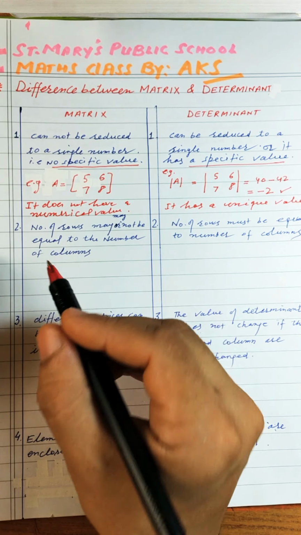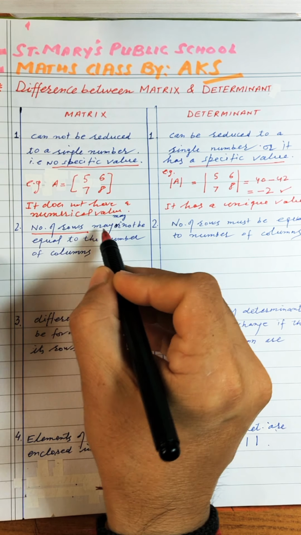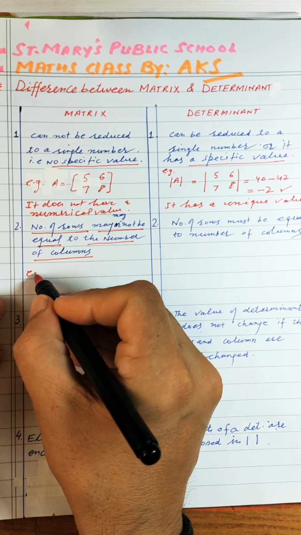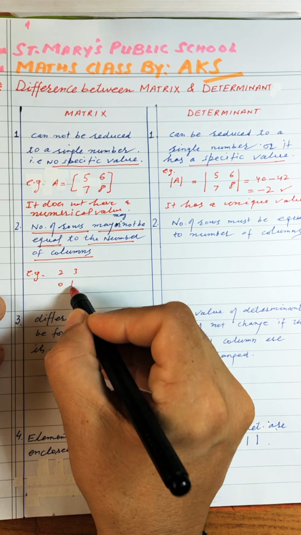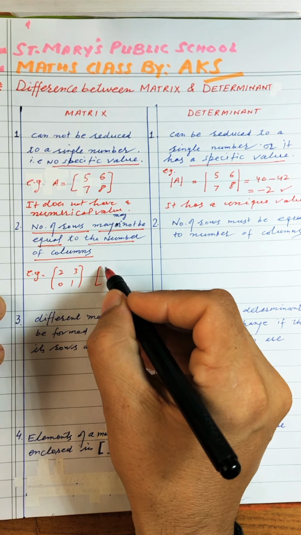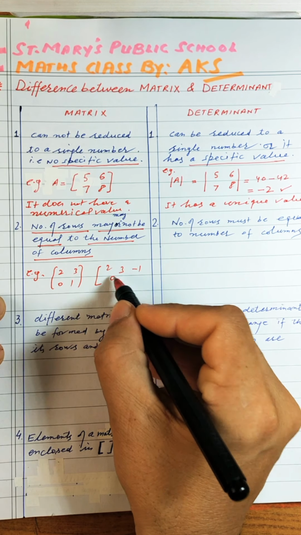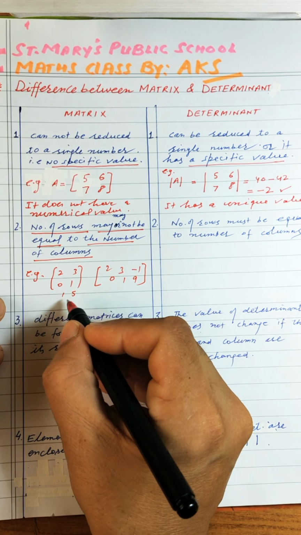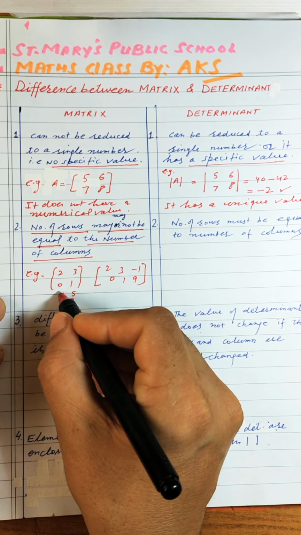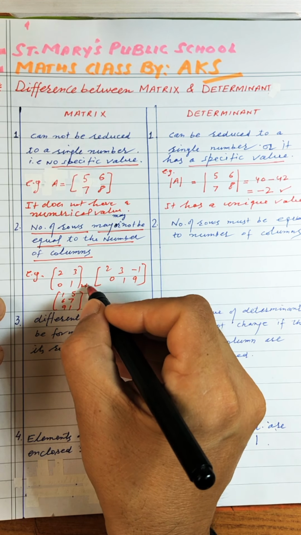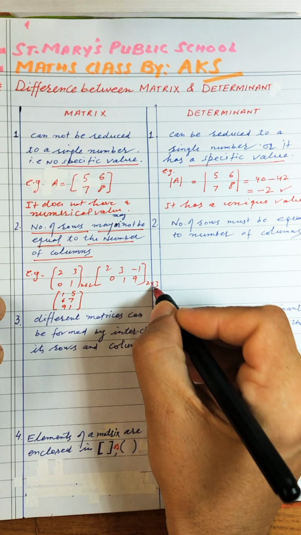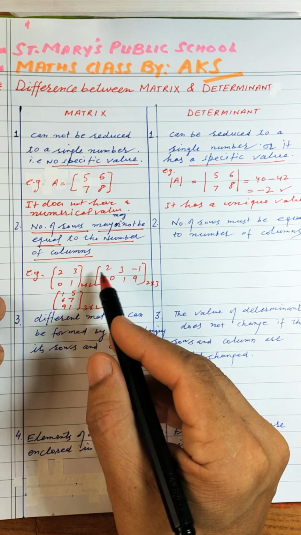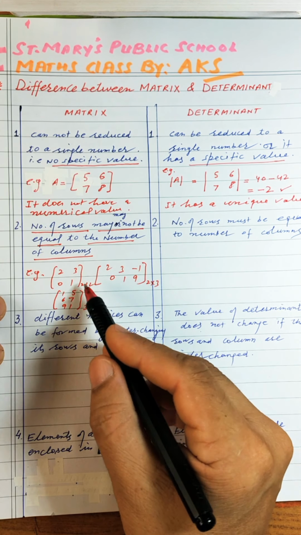Now second point: the number of rows may or may not be equal to the number of columns in a matrix. For example, [2 3; 0 1] is a matrix. Another matrix [2 3 -1; 0 1 9]. Another matrix [1 5; 6 7; 9 1]. What's the order of the first matrix? 2 by 2. The second? 2 by 3. The third? 3 by 2.